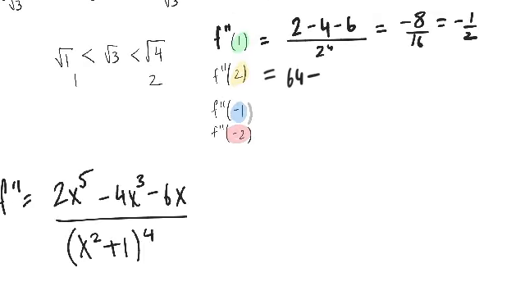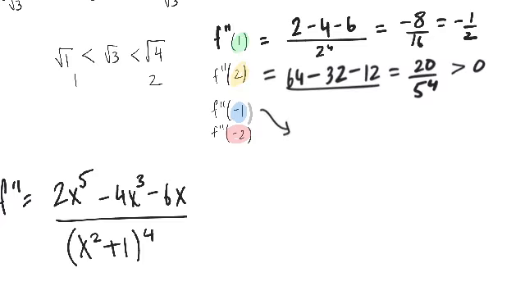So 64 minus 32 minus 12. 32 minus 12 is 20, and then we're over 2 squared plus 1 is 5, 5 to the fourth, right? So you can just leave it like that. Remember, you just want to know the sign. You want to realize this is greater than 0.